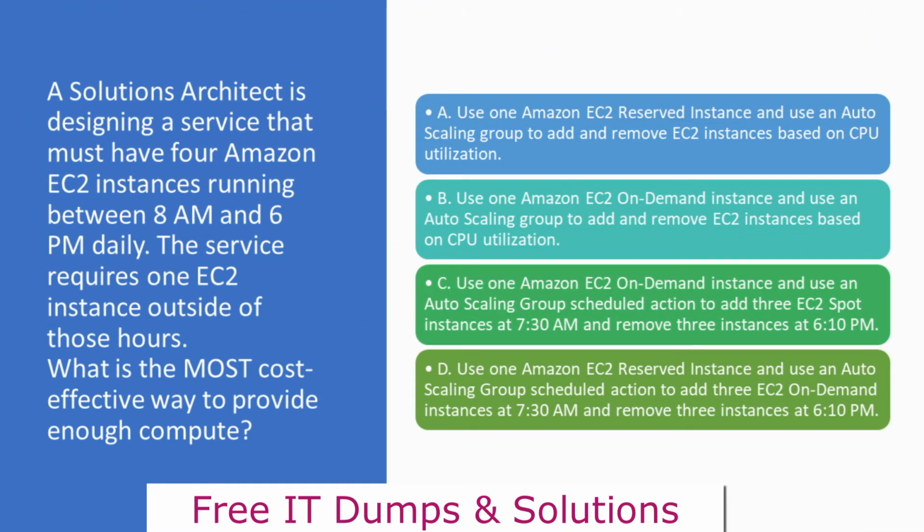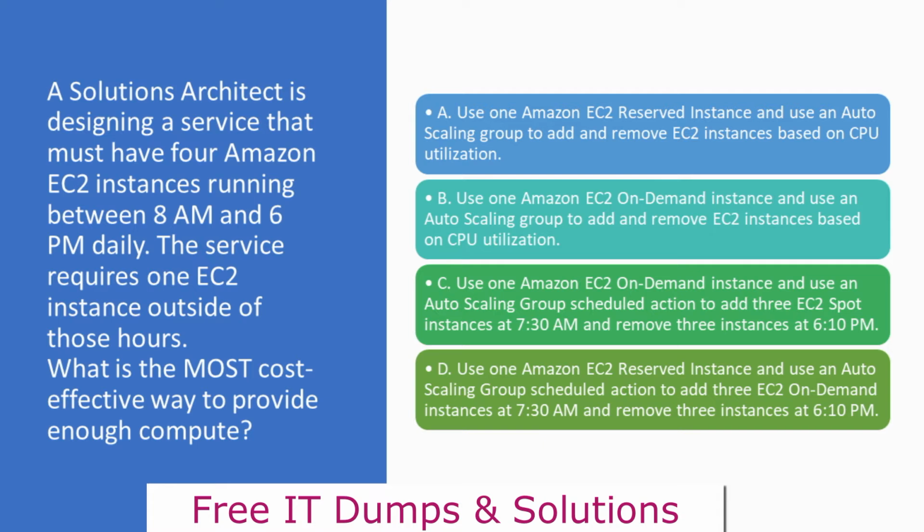A solutions architect is designing a service that must have 4 Amazon EC2 instances running between 8 a.m. and 6 p.m. daily. The service requires 1 EC2 instance outside of those hours. What is the most cost-effective way to provide enough compute? Options we have: A. Use 1 Amazon EC2 reserved instance and use an auto-scaling group to add and remove EC2 instances based on CPU utilization.